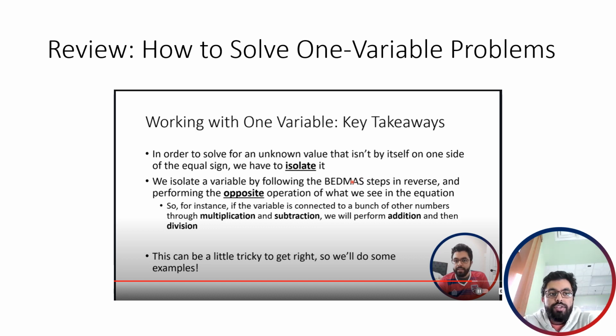So first things first, just a quick review on how to solve problems involving one variable. I've taken this screenshot right out of lesson 9, I believe. This is the slide that was talking about the key takeaways from problems involving one variable. The main goal of most of the problems is isolating the variable. What that means is you have to get the unknown number, the x, let's say, by itself on one side of the equal sign, and all the other numbers are on the other side of the equal sign.